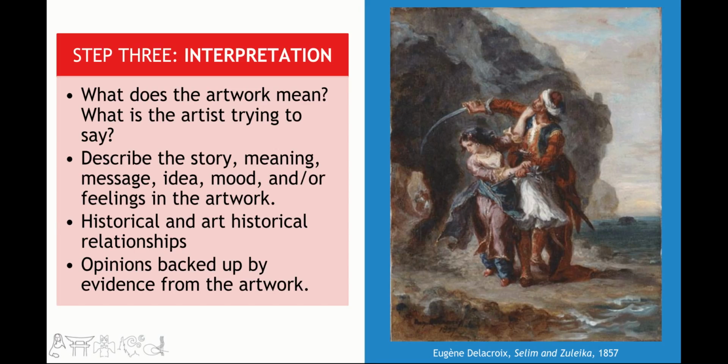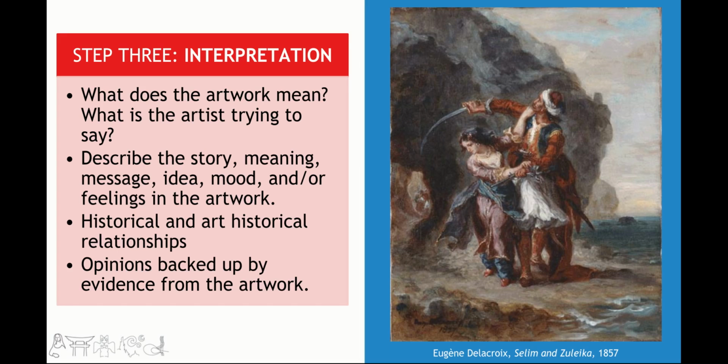The next step is to interpret the artwork. So here you're talking about what the artwork means or what the artist was trying to say. This is when you can describe the story that you see, start to think about what the meaning of the artwork may have been, the message the artist was trying to say, what the idea could stand for, just the mood or the feeling that the artwork gives you.